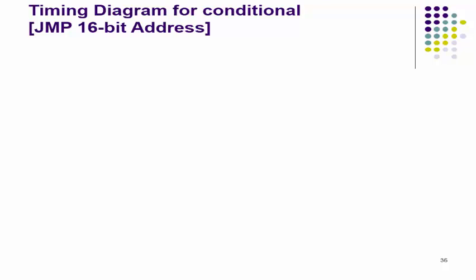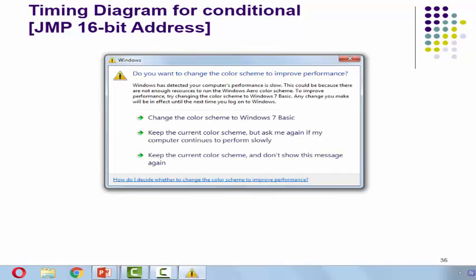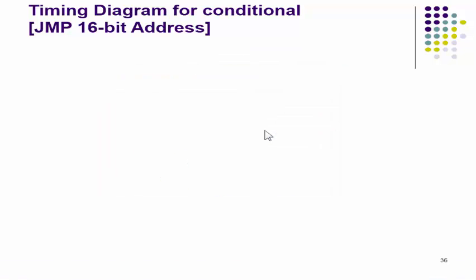Then the timing diagram for the conditional jump instruction. The syntax for the jump instruction we know very well. Unconditional jump means JMP, and in front of JMP you will find a 16-bit address where the processor is going to jump, or where the user wants to change the program sequence.